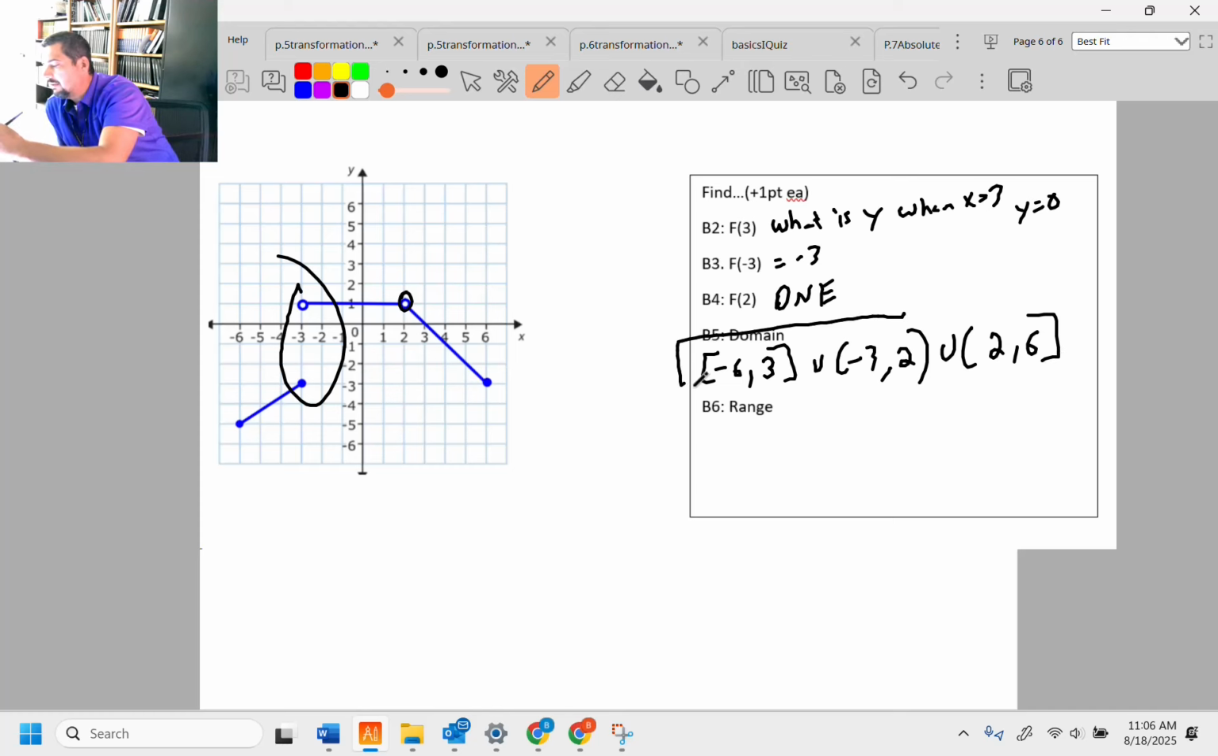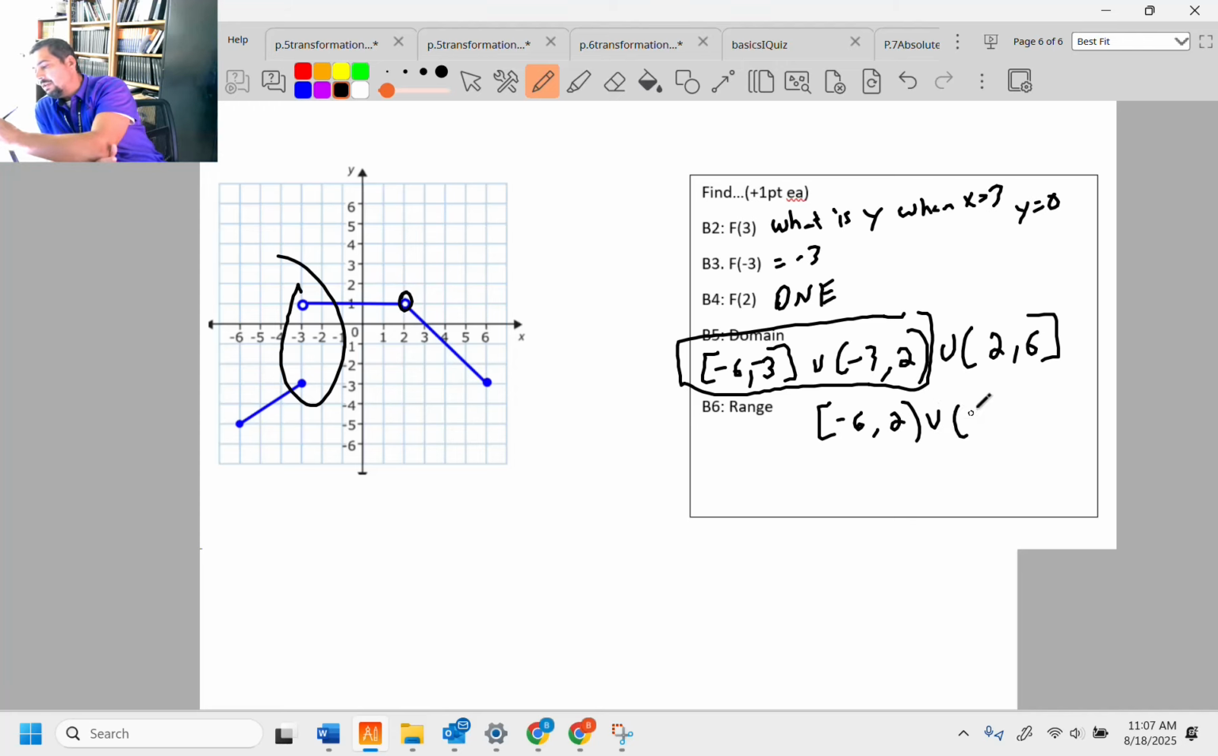This right here gets reduced because this is saying that 3 is in the domain, and this is saying that negative 3 is not in the domain. It is in the domain. There's a nice solid dot when x is negative 3. So this is negative 6 all the way to 2. Still a parentheses on a 2. And then the other side of 2 terminating when x is 6.